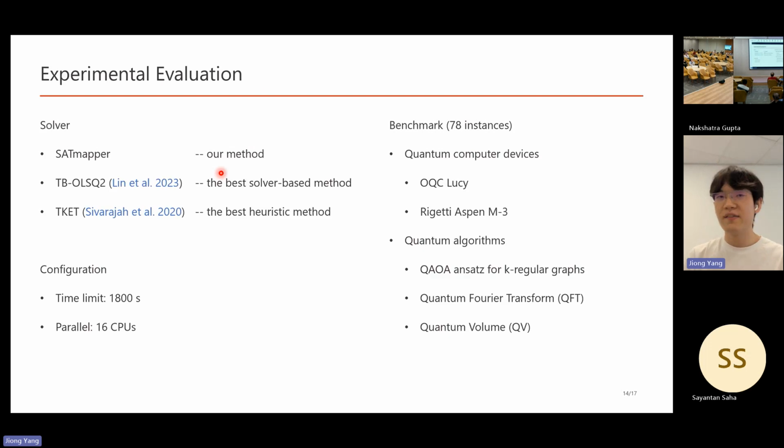Finally, we evaluate our method in practice. We implemented a prototype of our method and compare it with the best solver-based method, TB-OLSQ2, and the best heuristic method, TCAT. We set the wall clock time limit to 1800 seconds and used 16 CPUs for all the parallel solvers. The evaluation was conducted on a benchmark of 78 instances, ranging over 2 quantum computer devices and 3 quantum algorithms with various numbers of logic qubits.